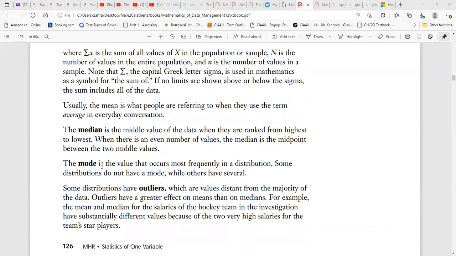What is the mode? The mode is the data that occurred most frequently in your distribution. And outliers are numbers that are very far from the majority of the data. So the outliers are coming in the next lesson.